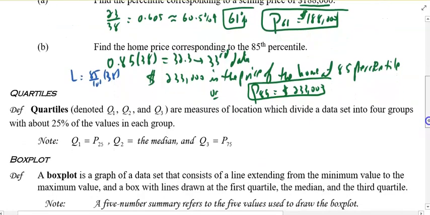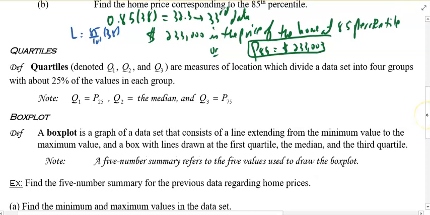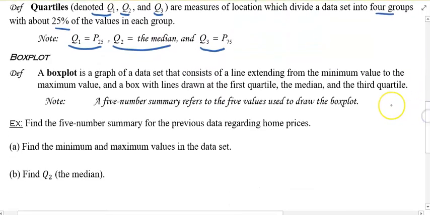Now, quartiles are very important. Quartiles are really 25%, 50%, 75%. They are measures of location which divide a data set into 4 groups with 25% in each. So Q1 is 25%, Q2 is the median, Q3 is the 75th percentile. Now there's an easy way of doing this. You could use the median and work your way around it.